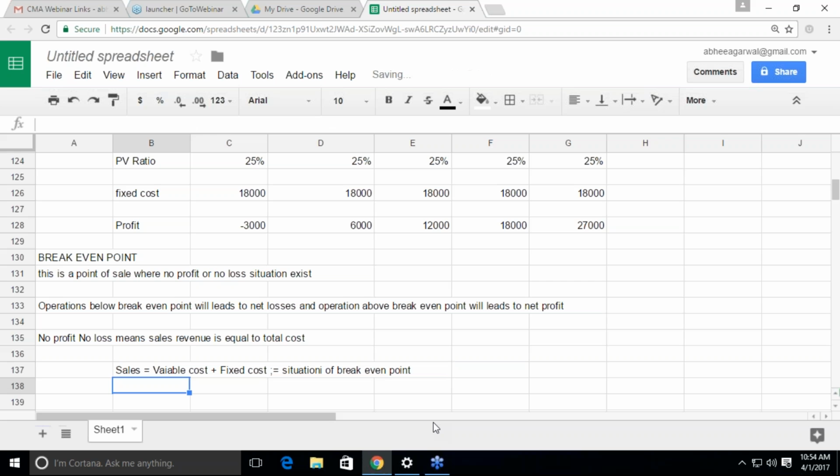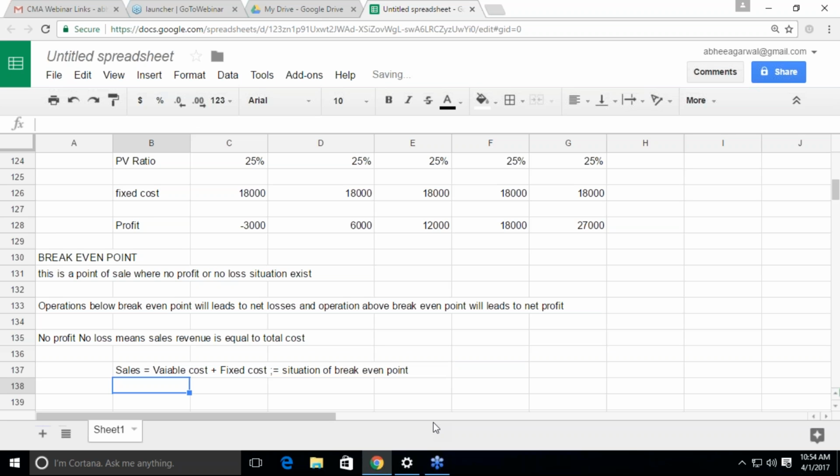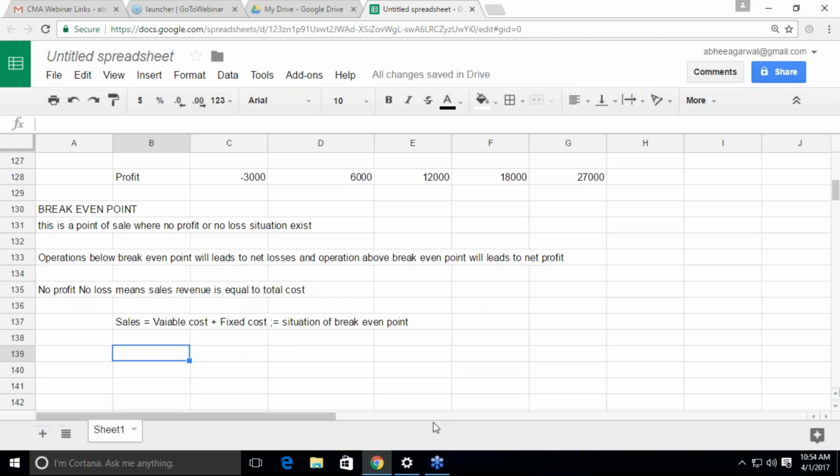When your sale value is equal to variable cost plus fixed cost, this is a situation of break-even point. Now, sales minus variable cost is contribution. I'm just changing the position of variable cost. Sales minus variable cost is equal to fixed cost.